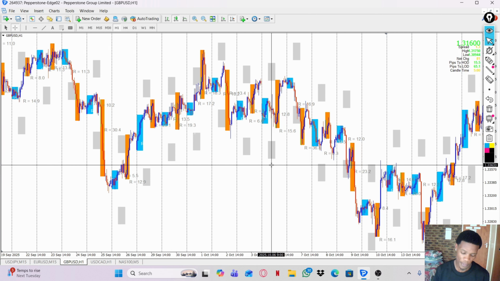Do you know why? The GBP USD offers safety with volatility. I don't know if that makes sense, right? When you make money, you make money, but when you lose money, you don't really lose that much, especially if you can manage your risk.